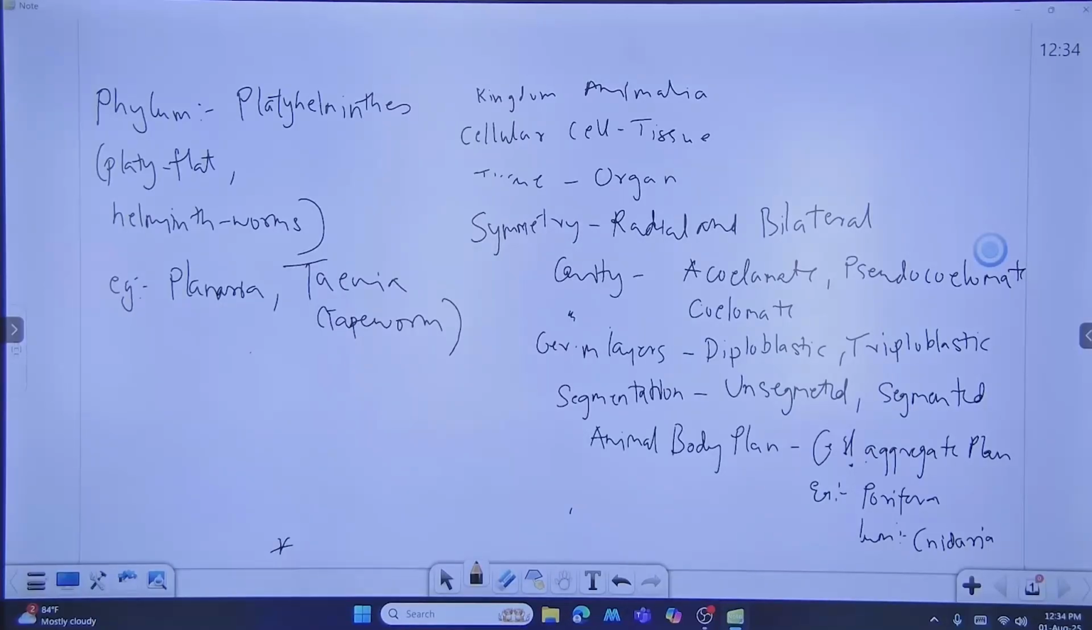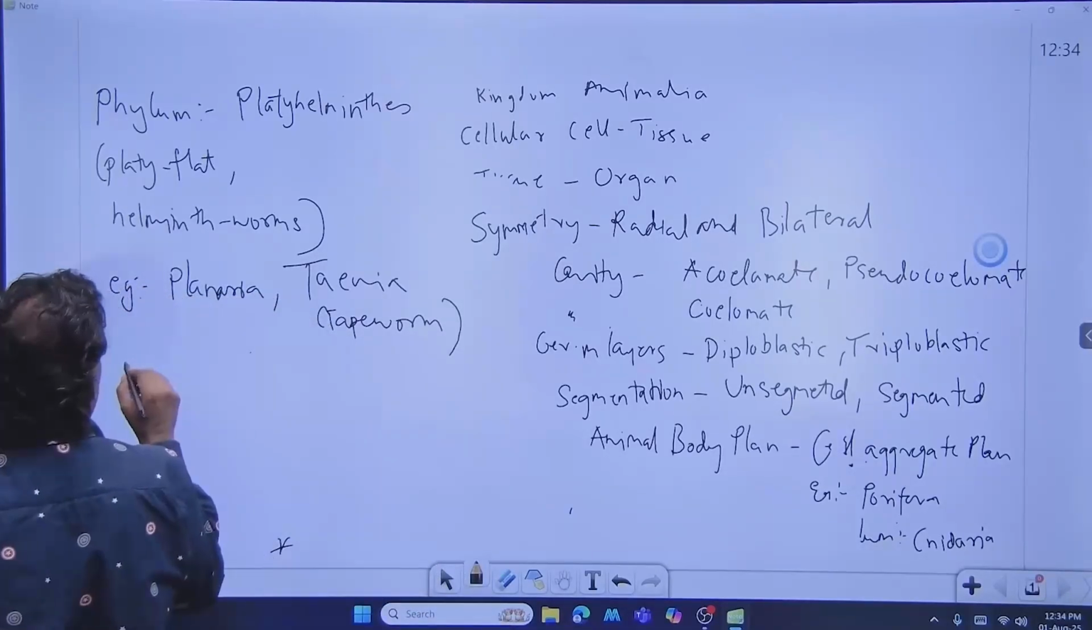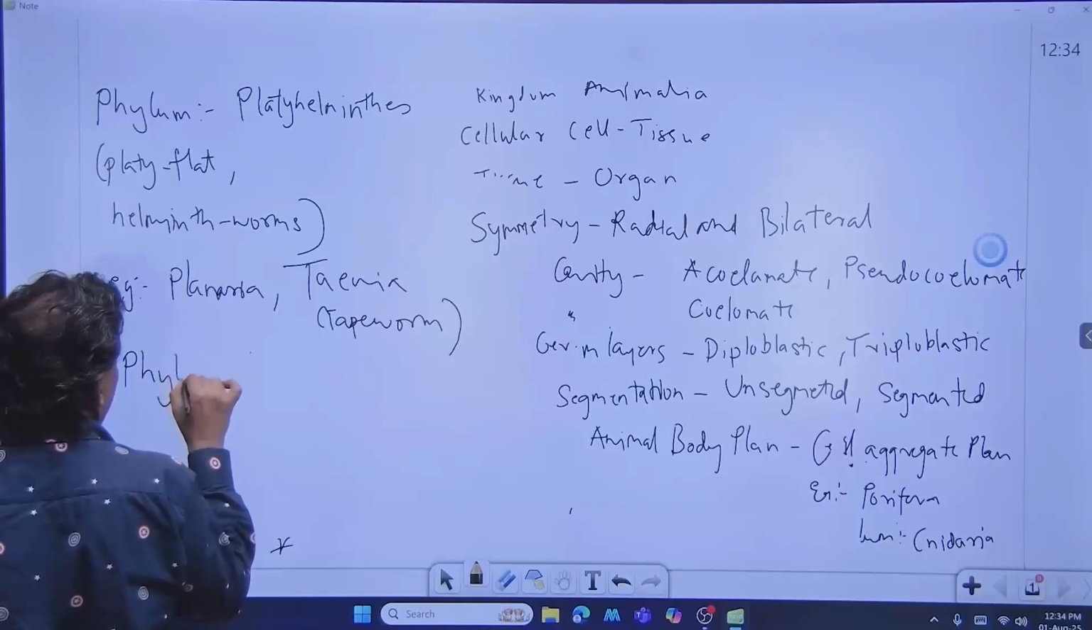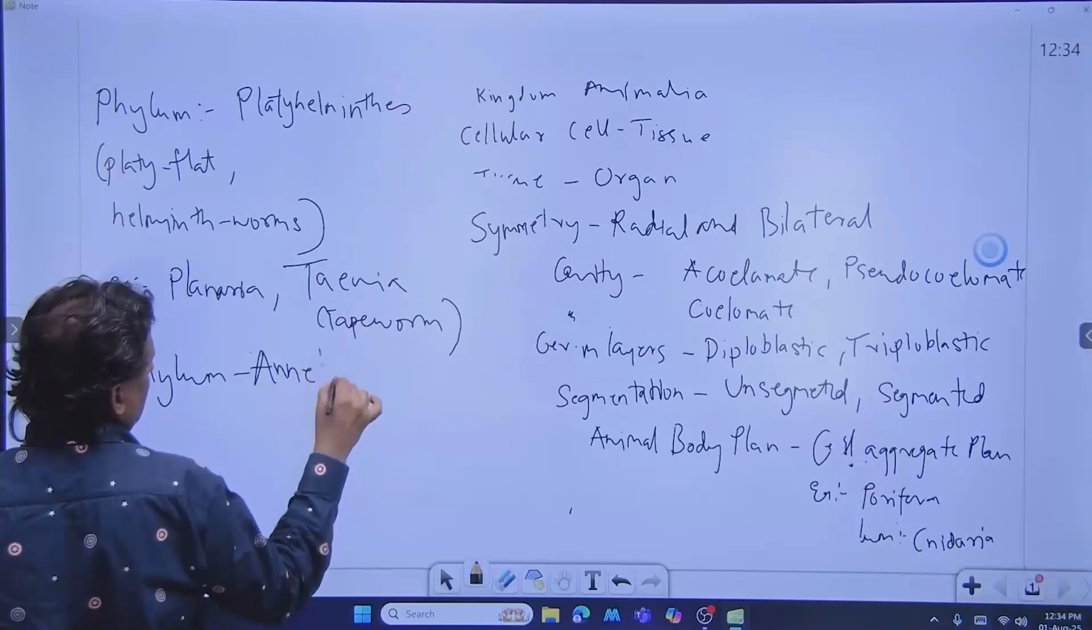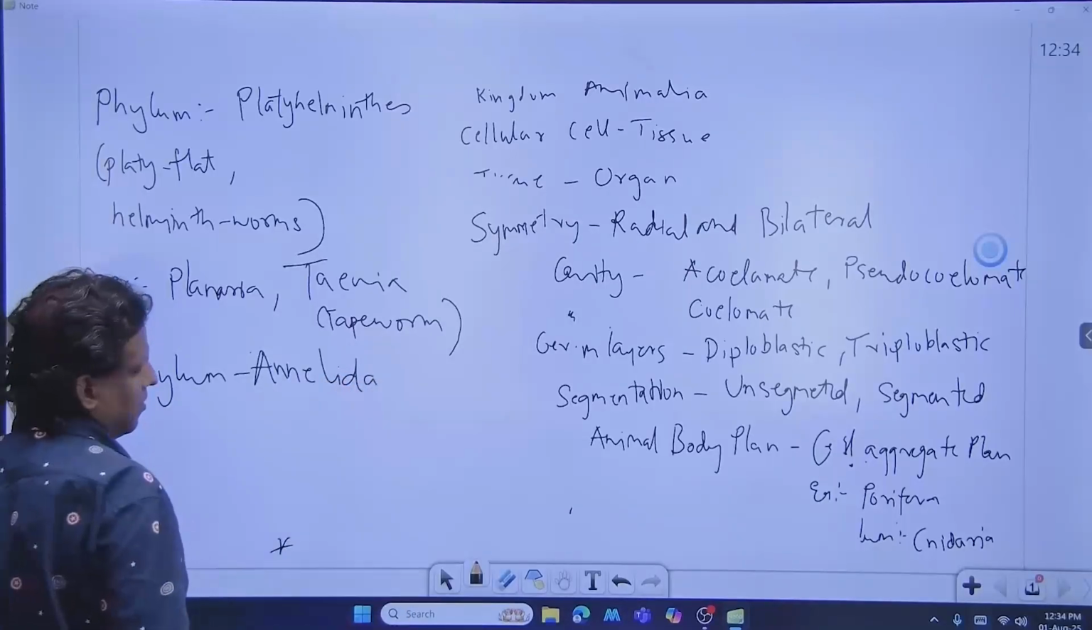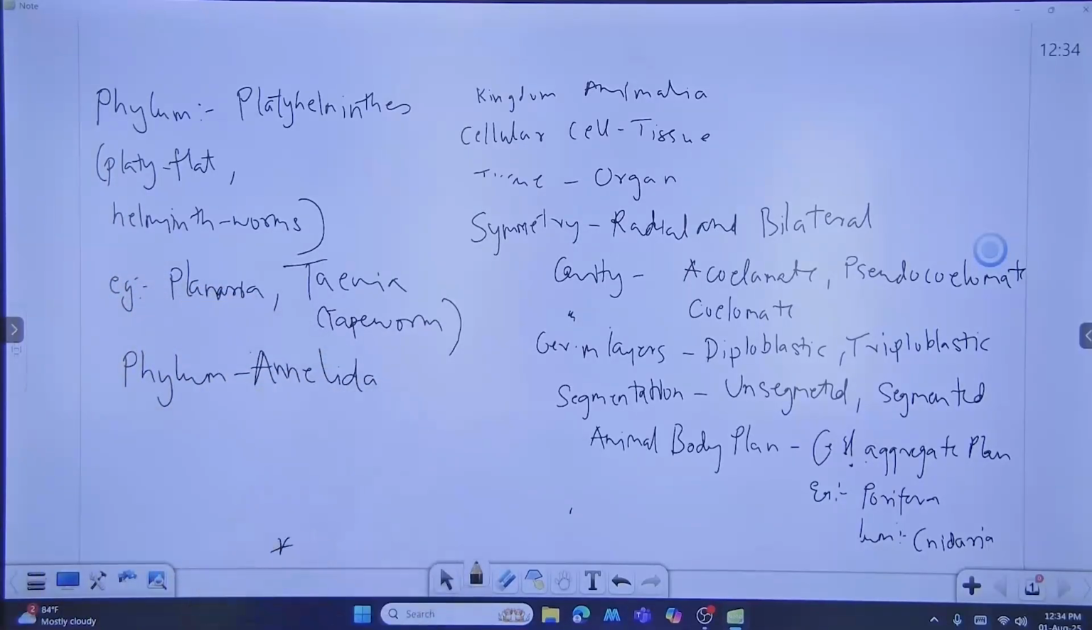Now we'll start 6, phylum Annelida. Annulus, write down. Phylum Annelida. Annulus means ring. You have seen a ring, no? What we wear on our finger.